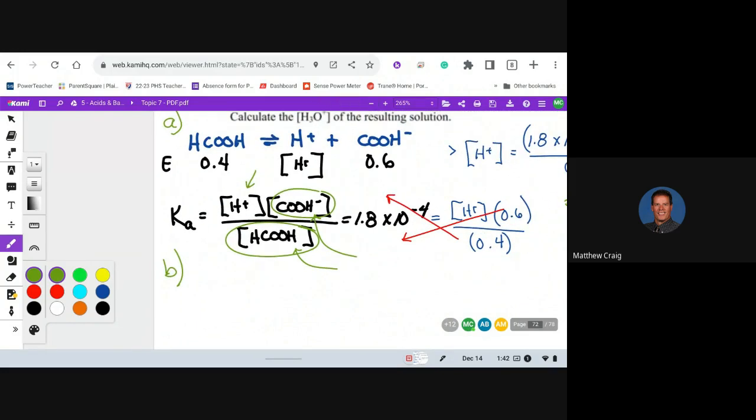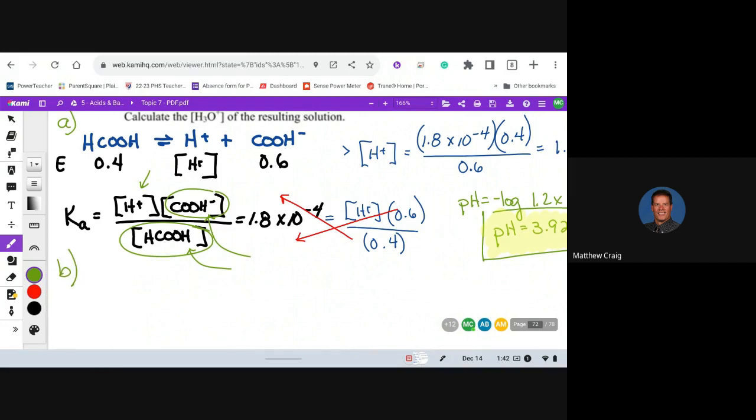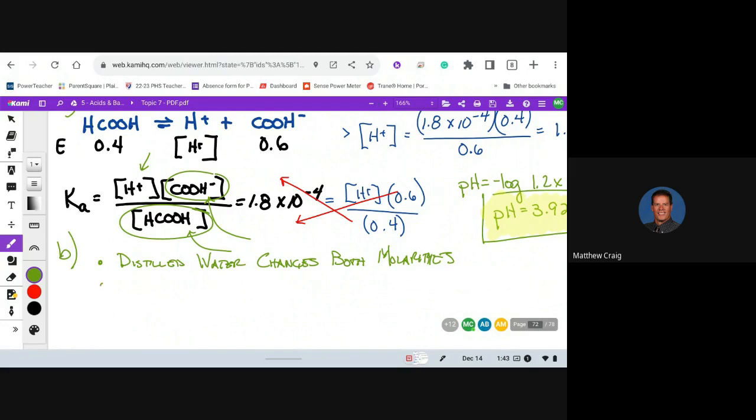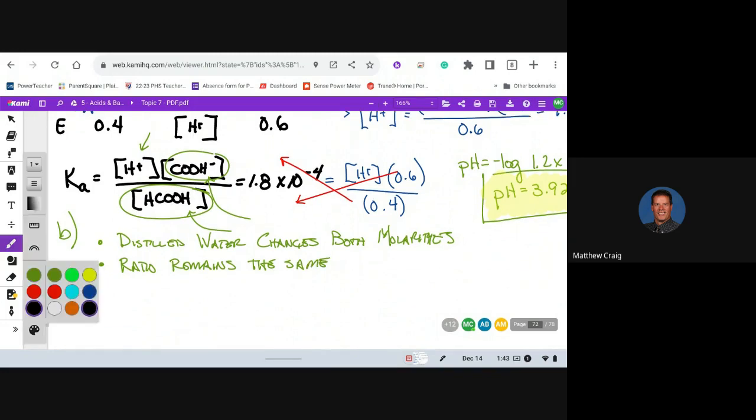So distilled water changes both molarities, but the ratio remains the same. Voila.